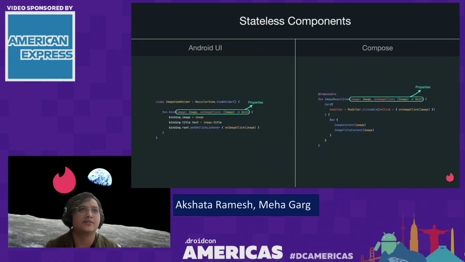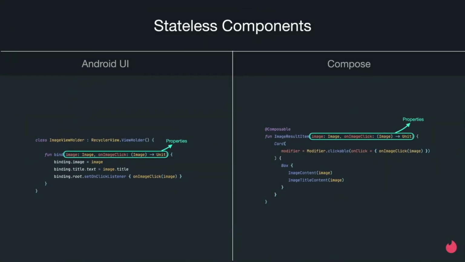If we look at a stateless component first, talking about the image item in the list, both in the case of Android View and Compose flavors, we can see that we're really just setting two properties on this component, the image and a click listener, and nothing else is being set in this component, specifically that changes over time. This component can be considered to be stateless.